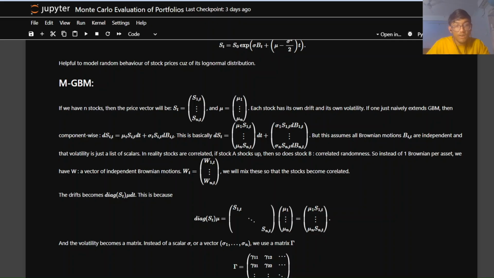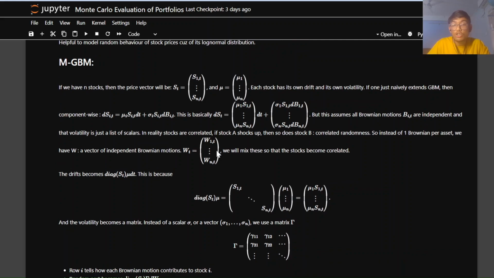And so instead of just defining one Brownian per asset, where in the GBM example we had Bt, we will define a vector W. This vector W contains independent Brownian motions. So as you can see, Wt will be a vector whose terms are going to be in the form of Wi,t. And so we'll mix all of these so that the stocks become correlated.